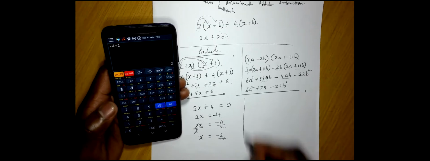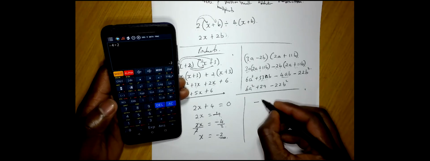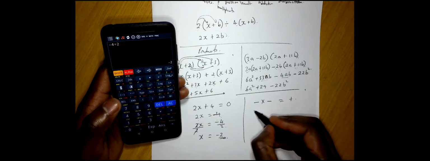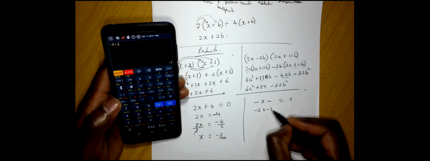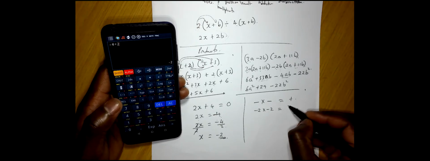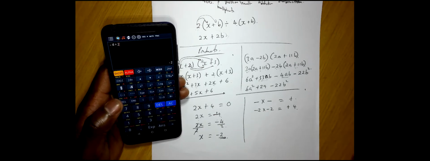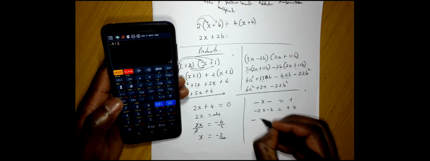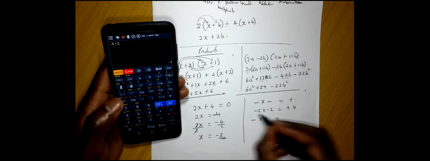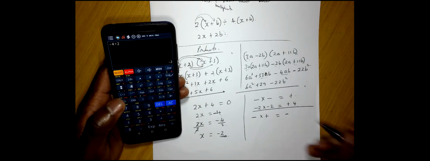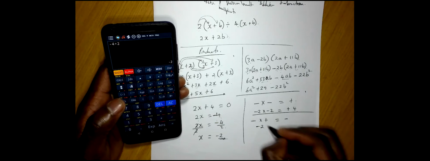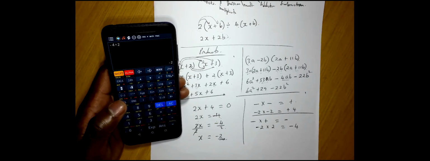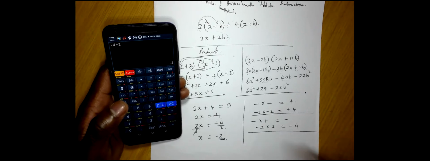So understand this, minus times minus gives us positive. Example, minus 2 times minus 2 gives us plus 4. That's what you need to understand here. And when we say minus times plus, we get a negative. So it's like minus 2 times 2 is going to give us minus 4. And plus times plus gives us positive.